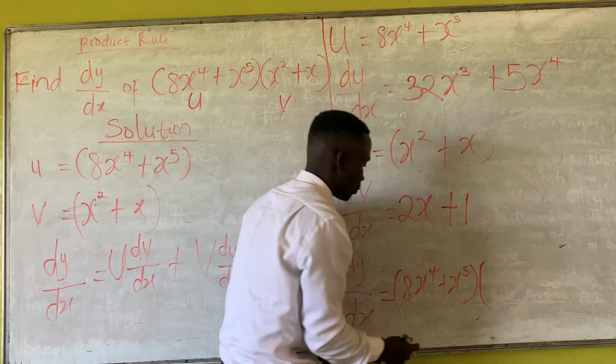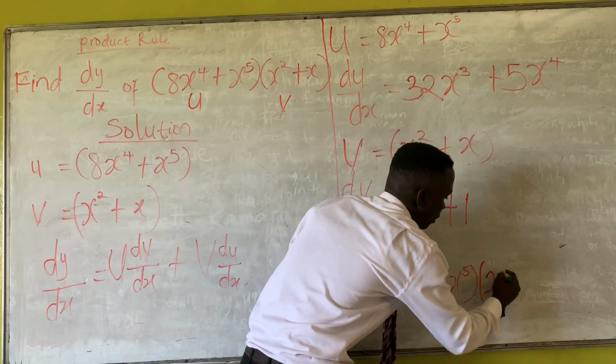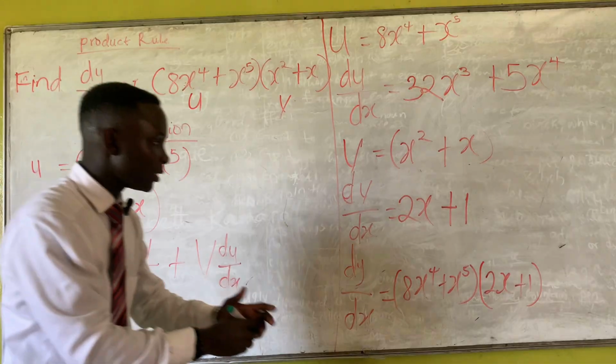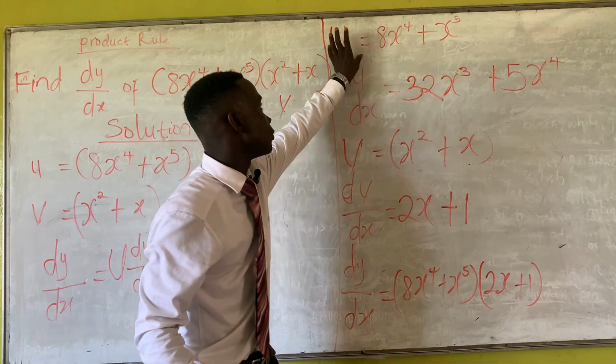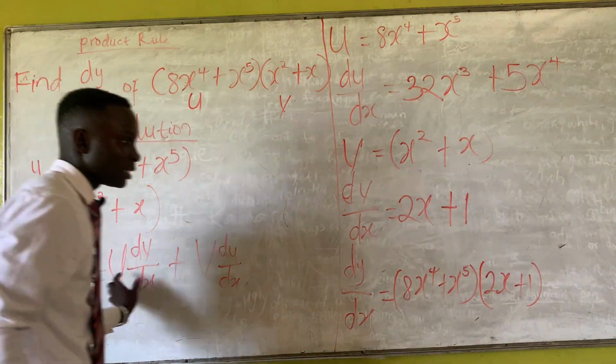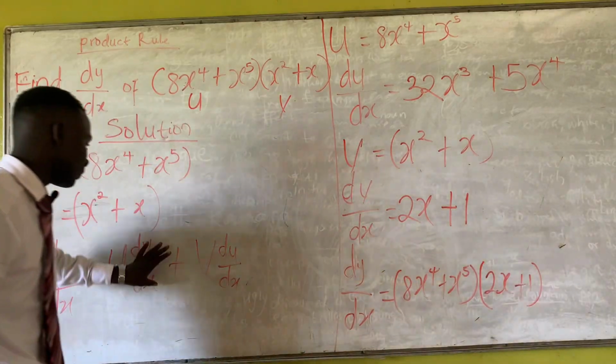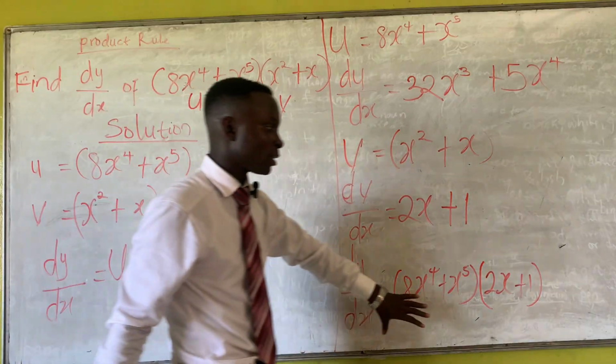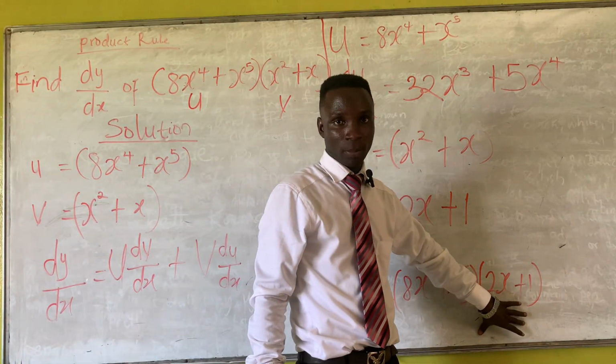So if we do that, we're going to have this multiplied by 2x + 1, where this first expression is our u, which is this. Then the second expression is our dv/dx, which is this. Remember, these two are multiplying. That is why these two expressions are multiplying.